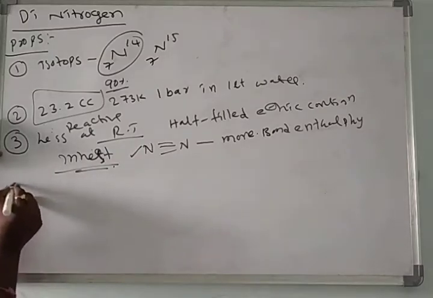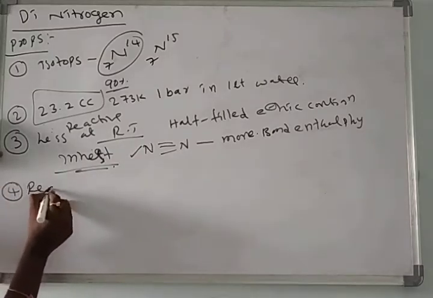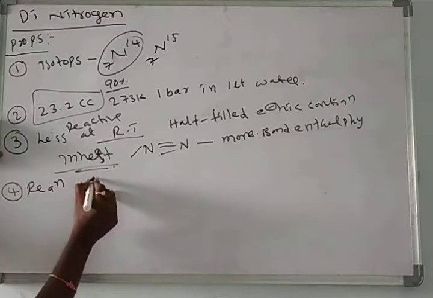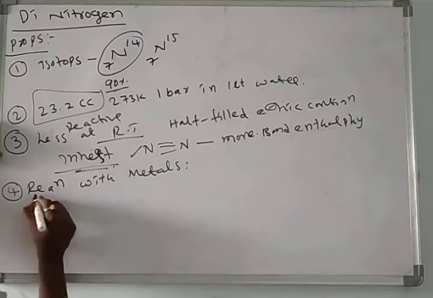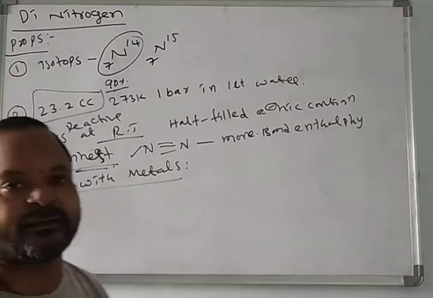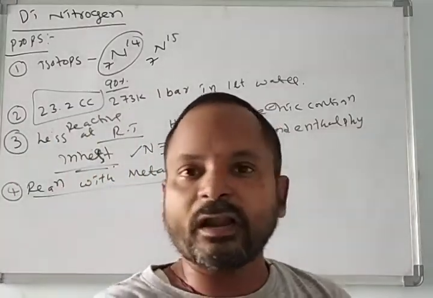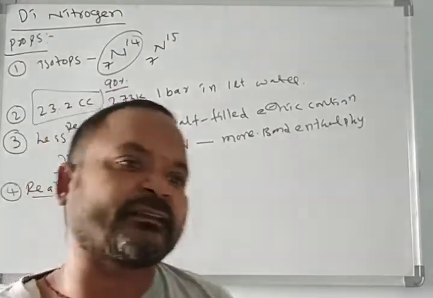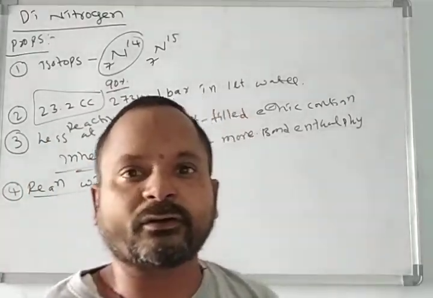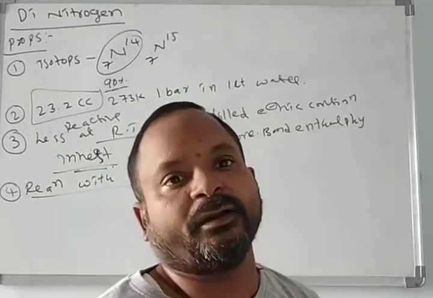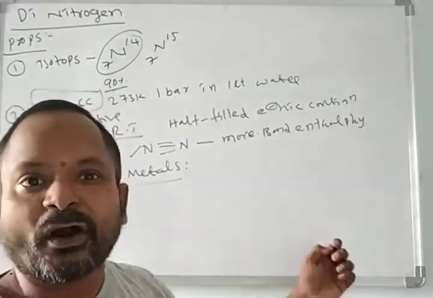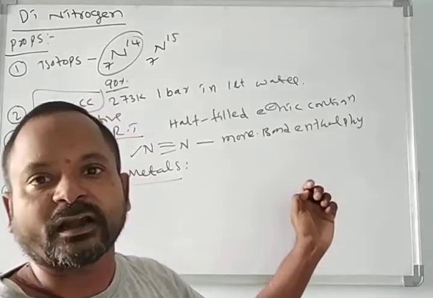In continuation, we'll see the reaction with metals. Nitrogen has a small atomic size. Due to the small atomic size, it is more electronegative. Nitrogen is the third most electronegative element in the periodic table.